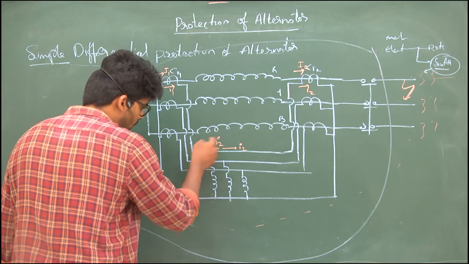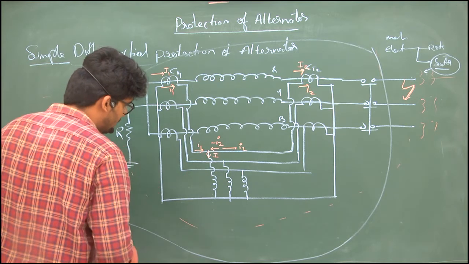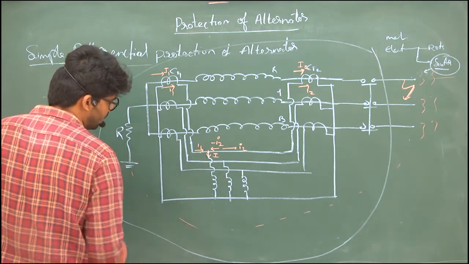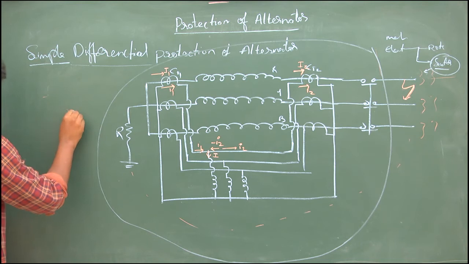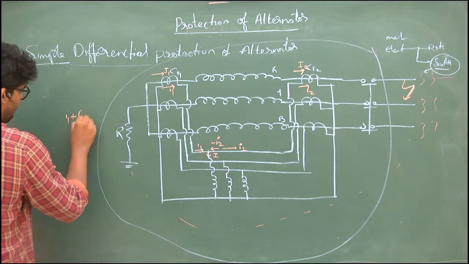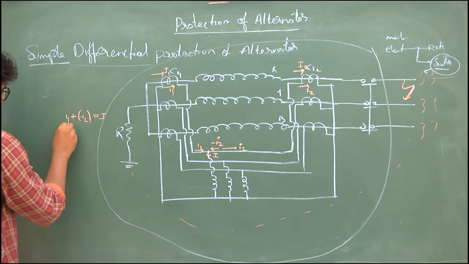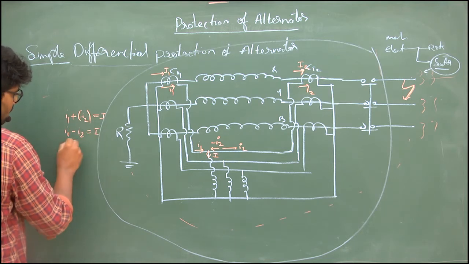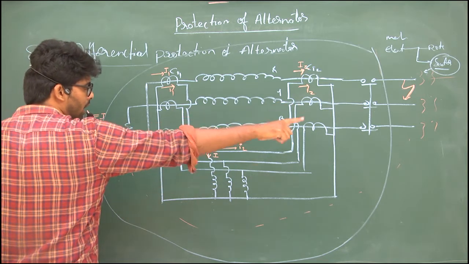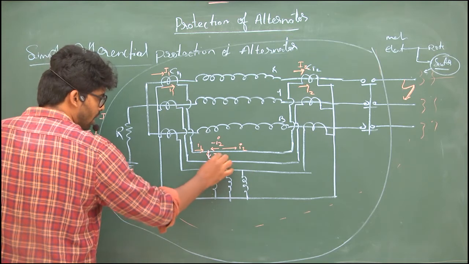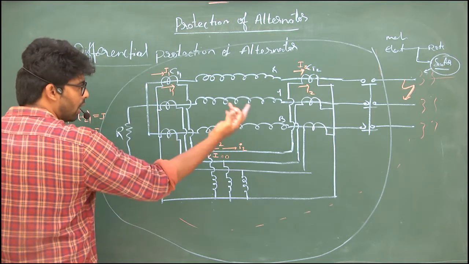So what is the current flowing through this coil? Let us take this current as I. According to KCL, node analysis, the current entering at this node is I1 plus minus I2, which will be equal to I. Since the values of I1 and I2 are equal, I1 minus I2 is zero, so current I equals 0. Even when the fault occurs externally, there is no impact on the relay coil since the current flowing is 0. Leave about this phase, the same condition applies to the other phases also.